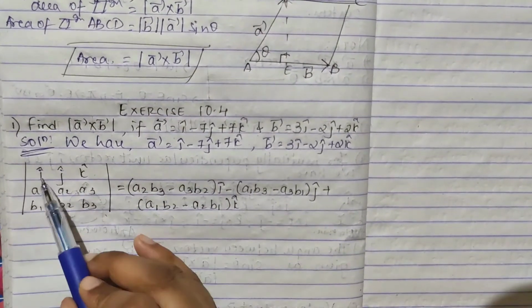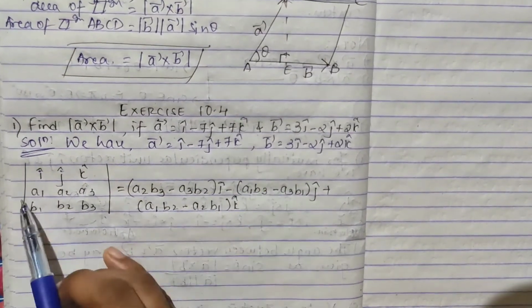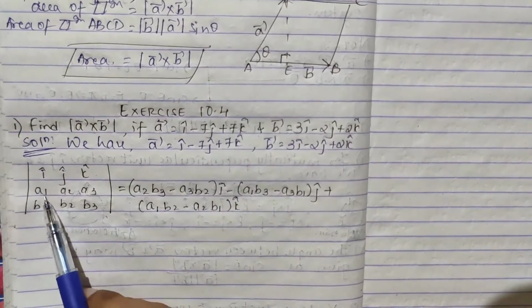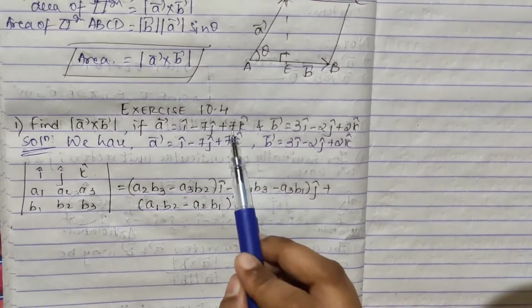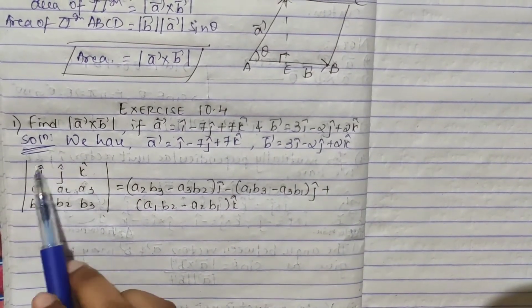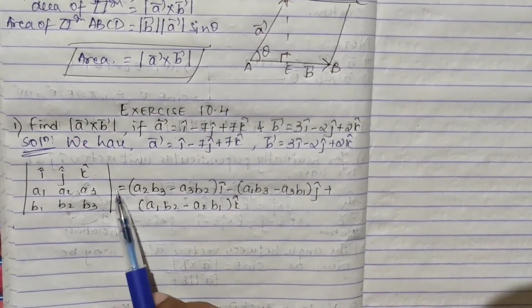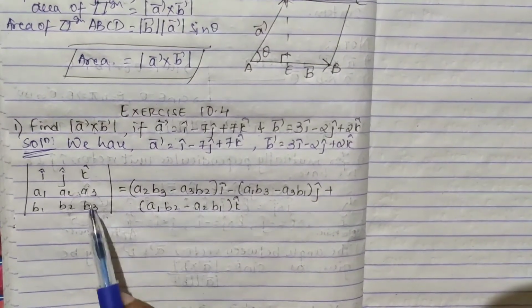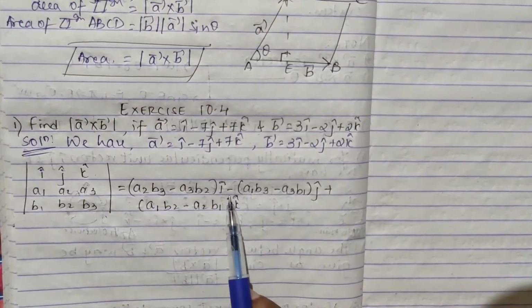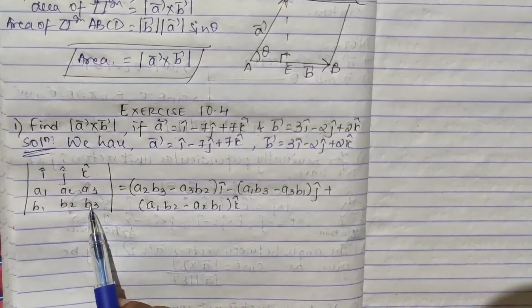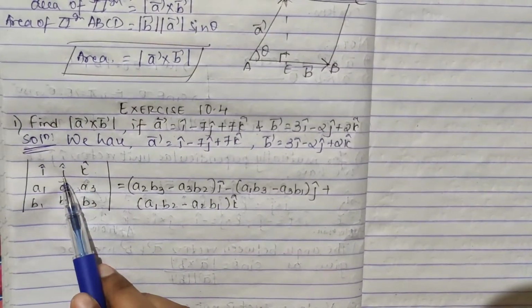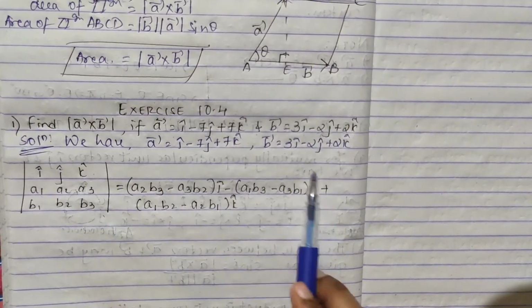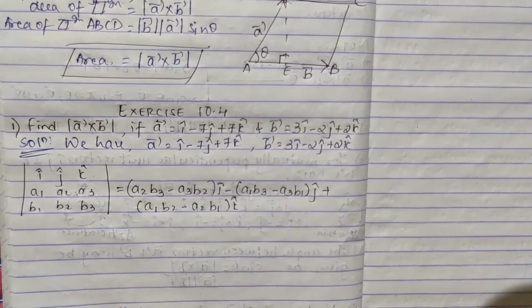In the determinant we write I cap, j cap, k cap as our components, and we have coordinates A1, A2, A3, B1, B2, B3. We write in such a form, and how we open it up is: A2 into B3 minus A3 into B2 into I cap, minus A1 B3 minus A3 B1 into j cap, and k will be A1 B2 minus A2 B1 into k cap. You remember this. If you remember this, it is very good.